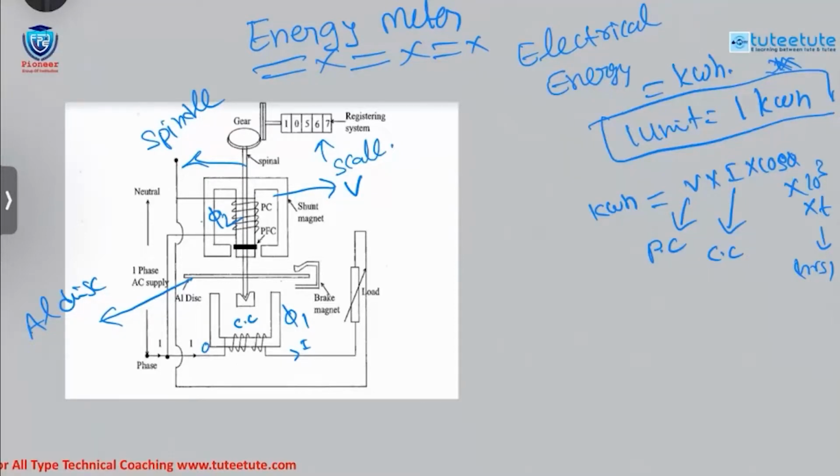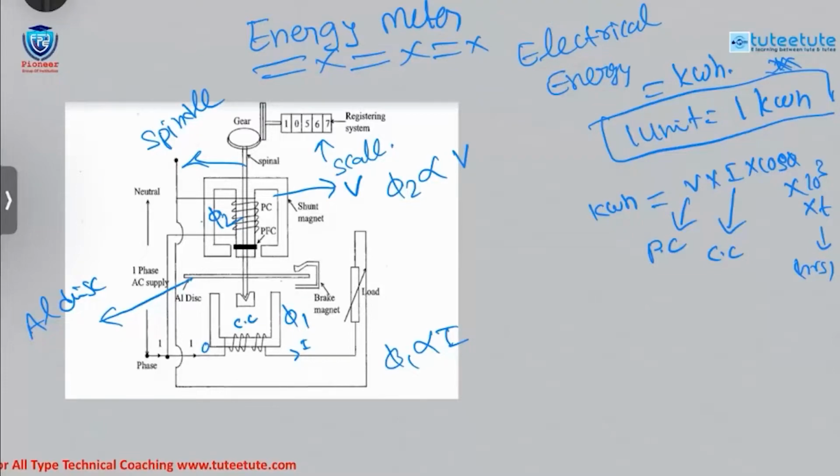Understood how the energy meter is working? There are two coils: one is the current coil, and the other is the pressure coil. The current coil will develop a flux that is directly proportional to the current. The pressure coil will develop another flux, phi 2, which is directly proportional to the supply voltage. Because of these two fluxes, a force develops, and because of this force the aluminum disc starts rotating. Once the disc starts rotating, with the help of the gear mechanism, the recording mechanism will record the reading.